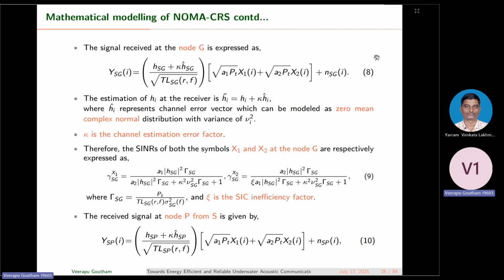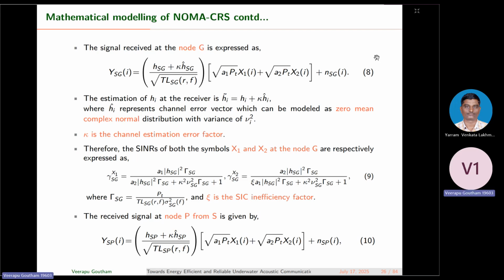This is the x2 power, which is desired for decoding the x1 symbol. Then the remaining part, this equation number 9, will give the signal to interference noise ratio, SINR. Okay. Similarly, the signal received at the node P is given with equation number 10.